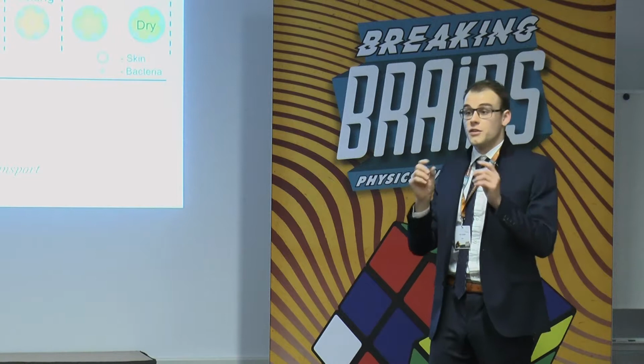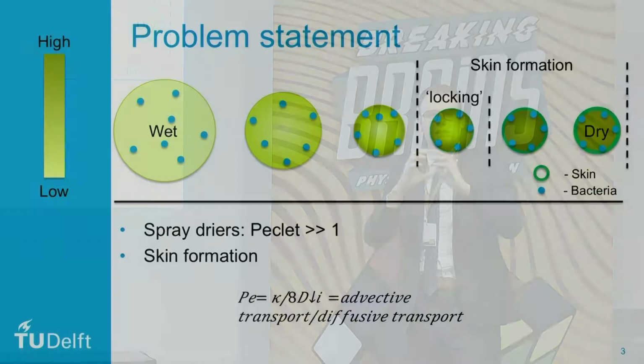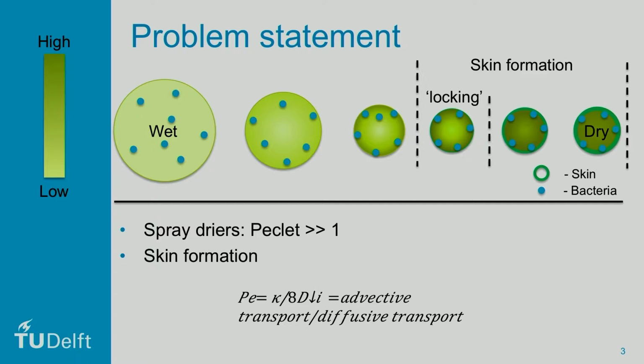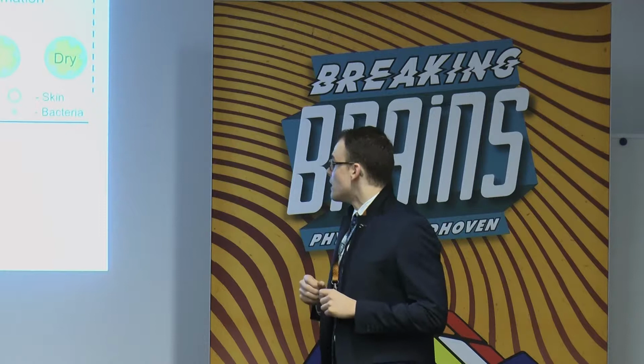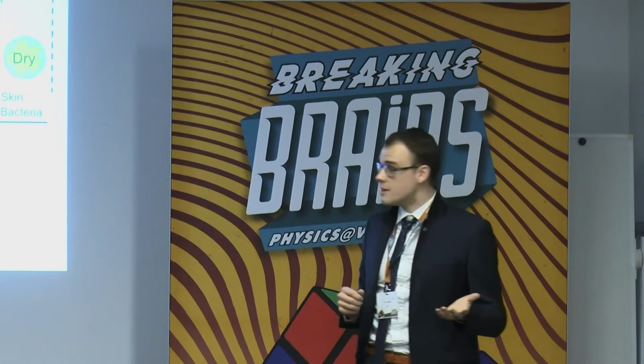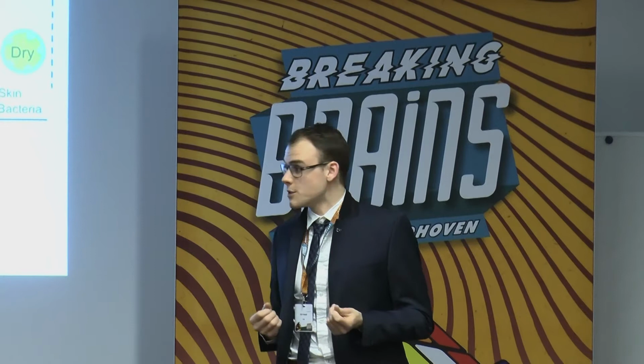And as we dry further, the surface at one point locks in place. It doesn't really shrink anymore. And this is called the locking point. But mostly we see the skin formation. And this has to do with the solute in the droplet collecting at the surface of the droplet. And, I see something went wrong there. Either way, this has to do with the Peclet number. This is the advective transport over the diffusive transport.